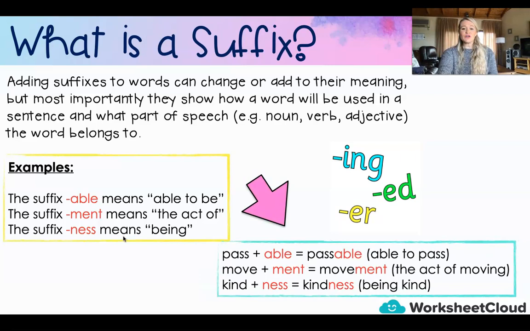Okay, so passable means able to pass. So the ball is passable. If I have a rugby ball, it's passable, so we're able to pass the ball. Movement, it's the act of moving. We're able to move.